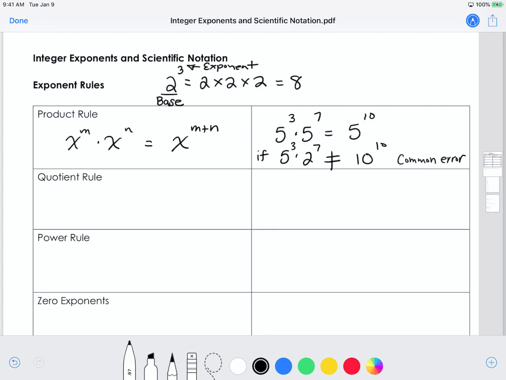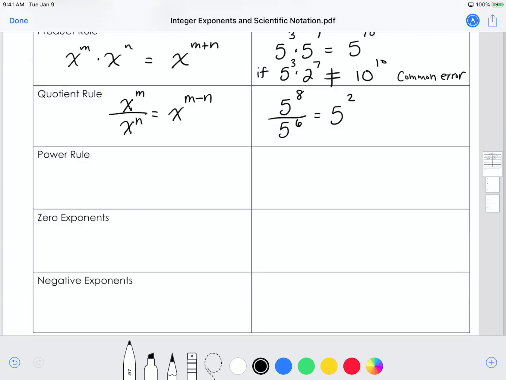The quotient rule says if you're dividing and your bases are the same, then you keep your base the same and you subtract your exponents. So, for example, if I had 5 to the 8th over 5 to the 6th, I would keep my base the same, which is 5, and I would take 8 minus 6, which would give me a 2.